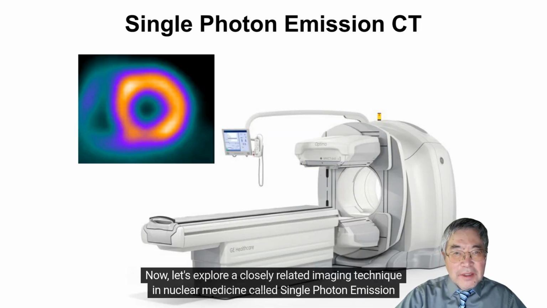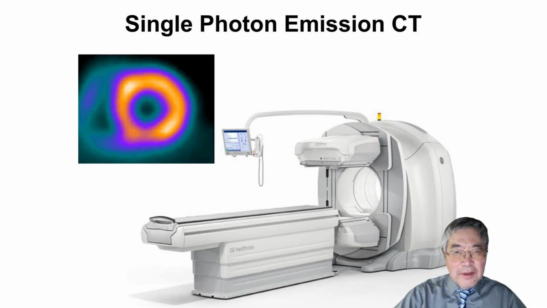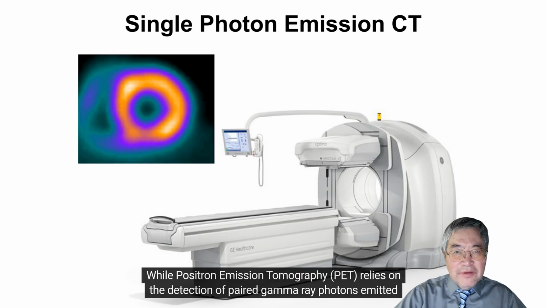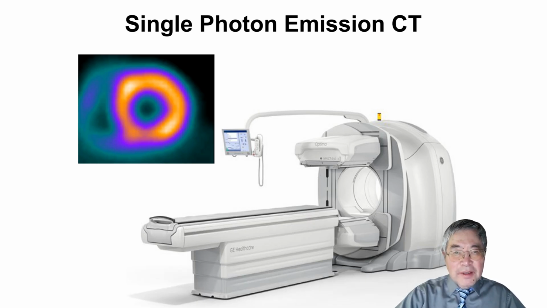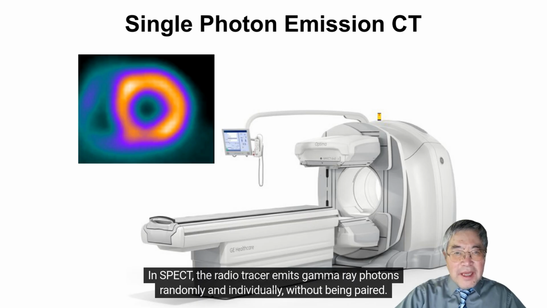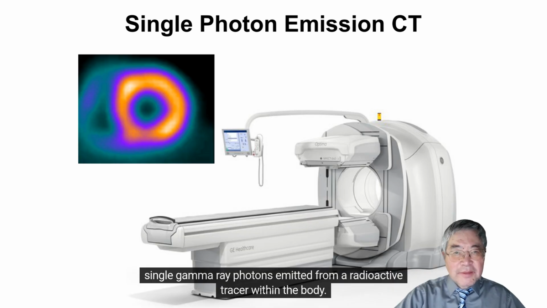Now let's explore a closely related imaging technique in nuclear medicine called single photon emission computed tomography, or SPECT. While positron emission tomography, PET, relies on the detection of paired gamma-ray photons emitted from the tracer, SPECT works differently. In SPECT, the radiotracer emits gamma-ray photons randomly and individually without being paired. Essentially, instead of detecting two photons coming from opposite directions, as we do in PET, we measure single gamma-ray photons emitted from a radioactive tracer within the body.